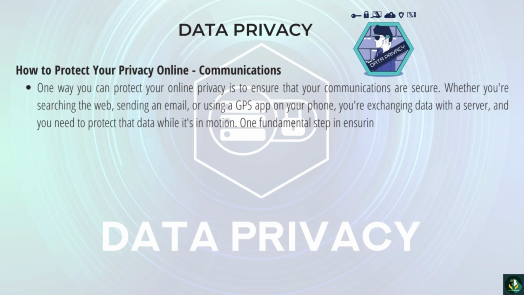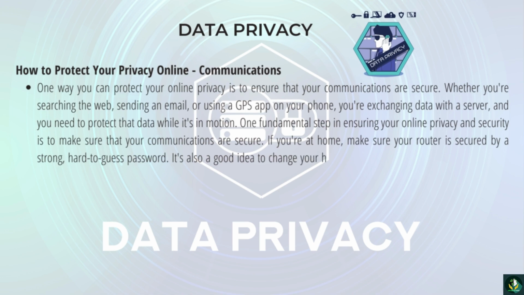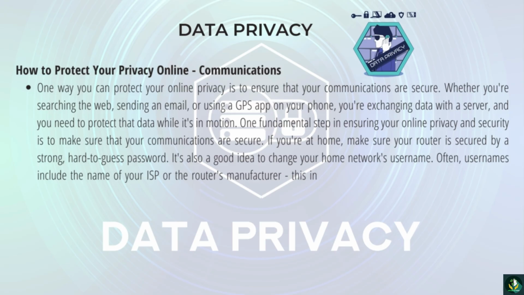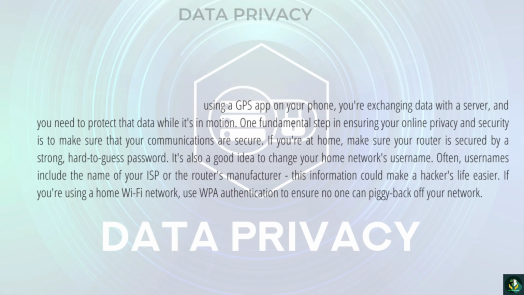One fundamental step in ensuring your online privacy and security is to make sure that your communications are secure. If you're at home, make sure your router is secured by a strong, hard-to-guess password. It's also a good idea to change your home network's username. Often, usernames include the name of your ISP or the router's manufacturer. This information could make a hacker's life easier. If you're using a home Wi-Fi network, use WPA authentication to ensure no one can piggyback off your network.